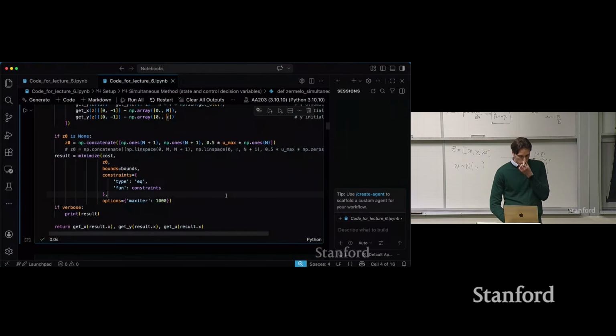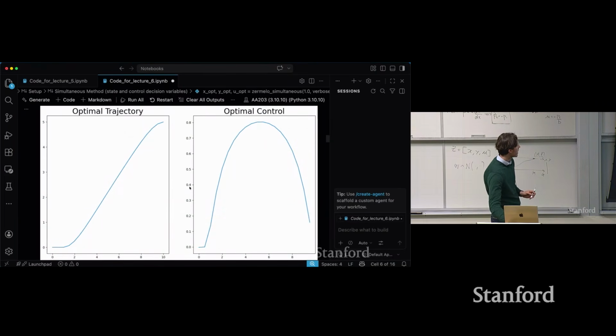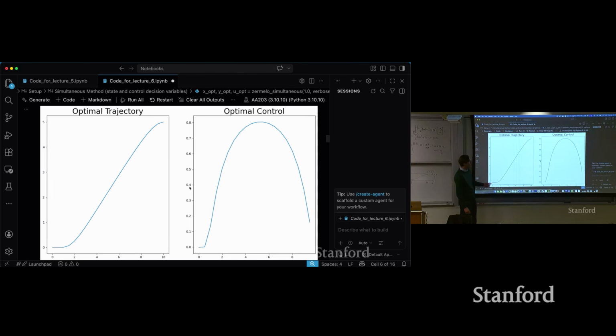So if we run this, what we get is this solution over here. So you can see that indeed we go from 0 at time 0 to 10.5, which is how we defined ML, following this sort of trajectory. And this is a visualization of the optimal control profile over time.